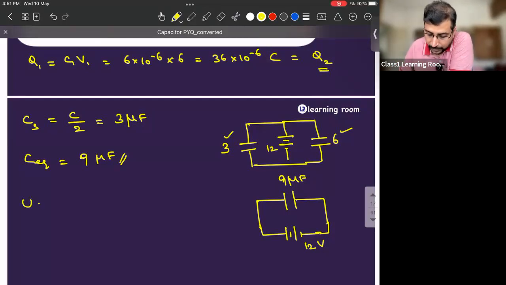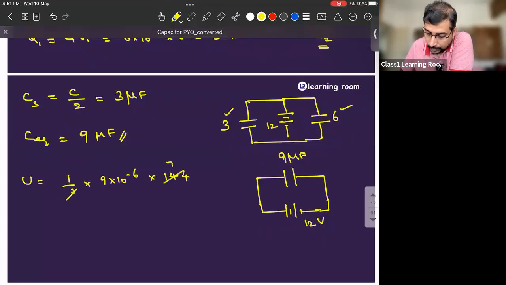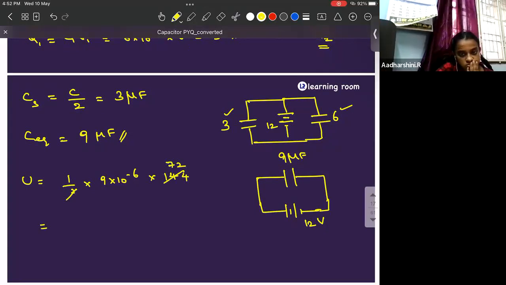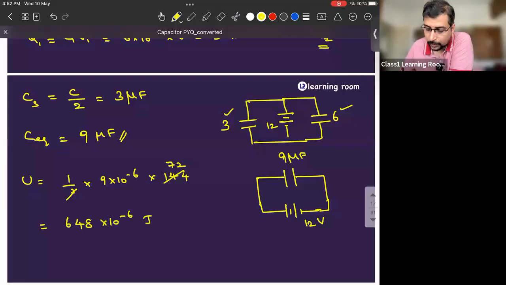Then how much is going to be the energy? Energy is going to be half C V square. So this is going to be 72. So what is 72 into 9? 648. 648, no? So 648 into 10 power minus 6 joule. So this is going to be the answer. I hope I'm clear.